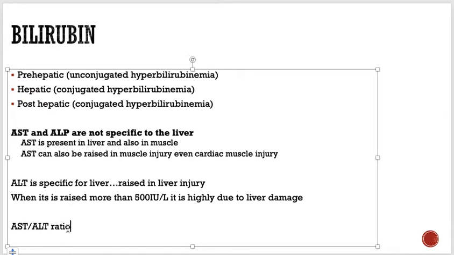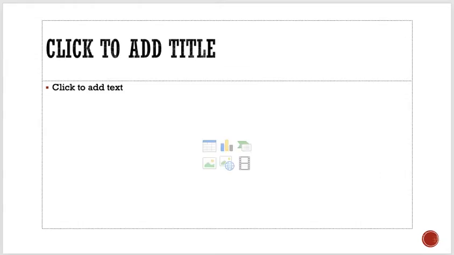This is how they give it. So whenever you find that AST is raised more than ALT, think about alcoholic conditions. This is the important thing. But whenever the liver damage is due to other causes, ALT will be raised more than AST. This is a very, very important concept, right? So remember this point.